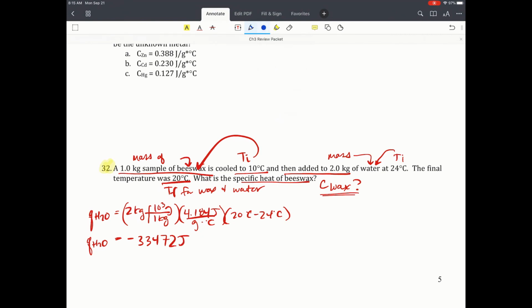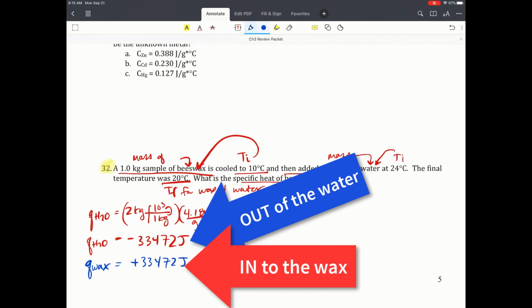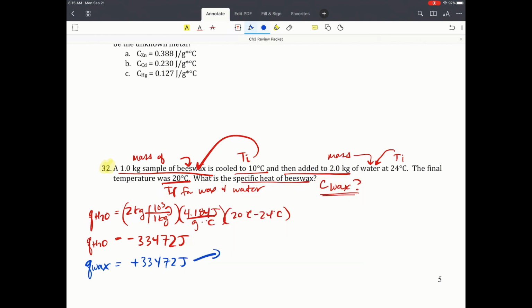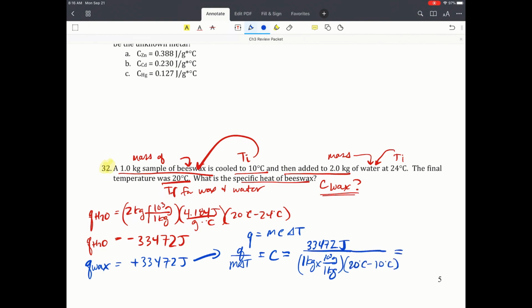Now here is the key to this problem. If 33,000 joules of energy are released from the water, they go into, flip the sign, the wax. Yes, key. The heat that leaves the water is exactly the amount of heat that goes into the wax, right? Which note that we symbolize that with the different signs. Now we'll take Q wax and we will set up Q equals MC delta T for the wax and solve for C of the wax. Yes? All right, so then we'll use the wax's information, including its mass and its Q and its delta T.